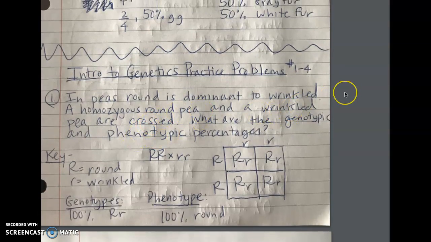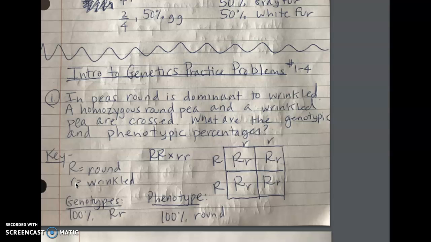In peas, round is dominant to wrinkled. So that's our first thing we're going to do, make a key. So I picked R for round, so the lowercase r would be wrinkled. Some of you are writing 2 different letters, like big R is round and W is wrinkled. Do not do that. If we're talking about round versus wrinkled, you have to use the same letter, okay?